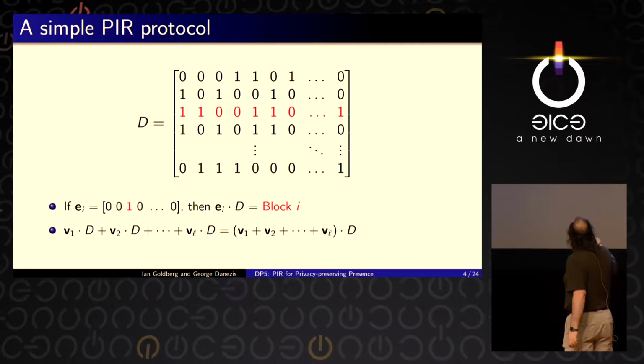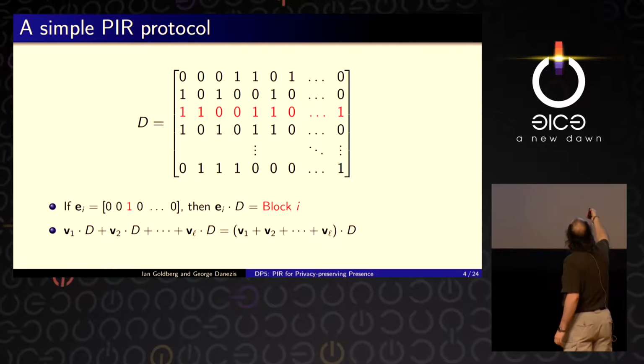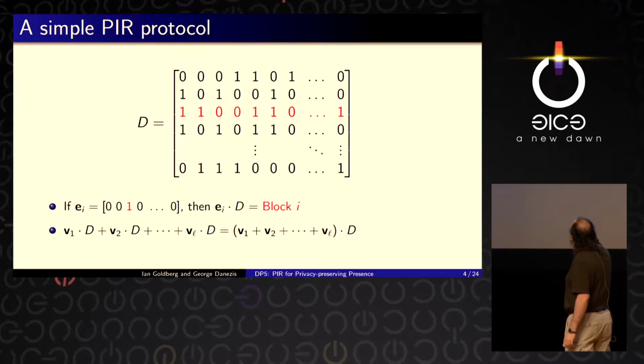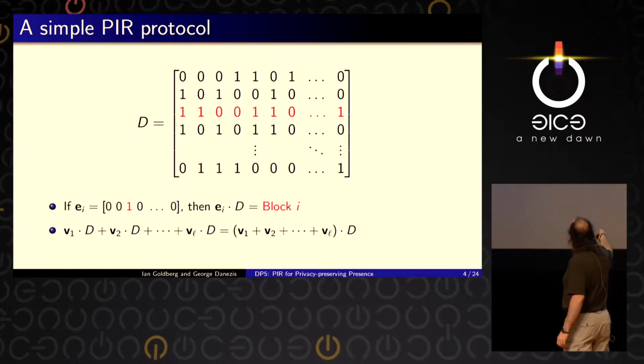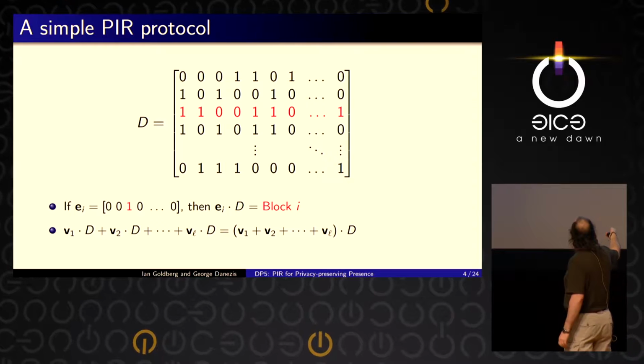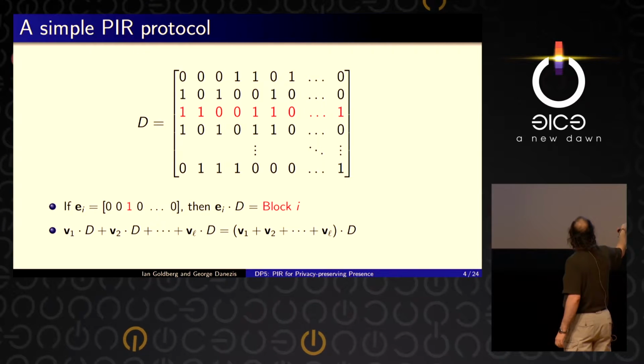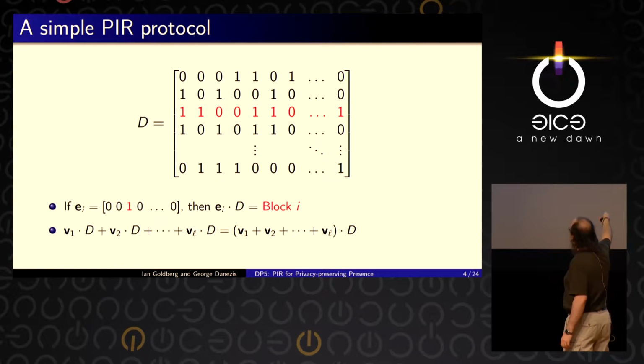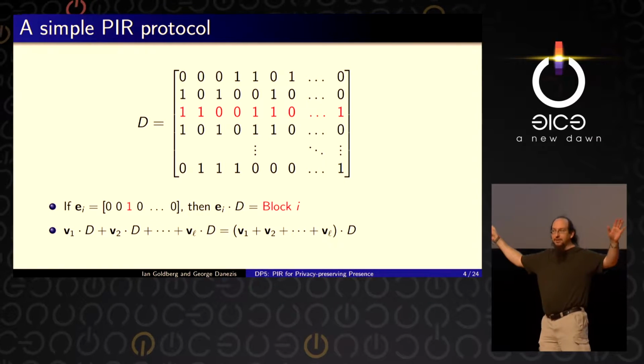Each server just multiplies the V it gets by the database, gets the answer, sends the answer back to Alice. Alice just adds up the answers. By the distributive law, that's the sum of the VJs times D, but the sum of the VJs we chose to be EI, and EI times D is block I. Poof.